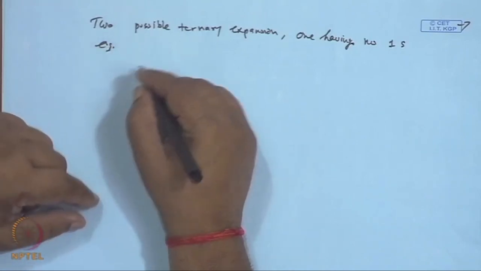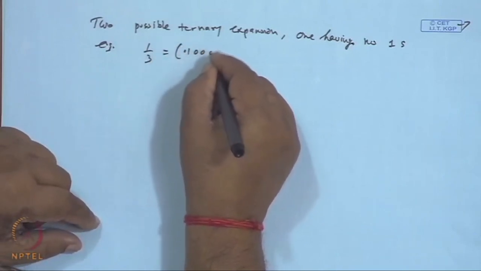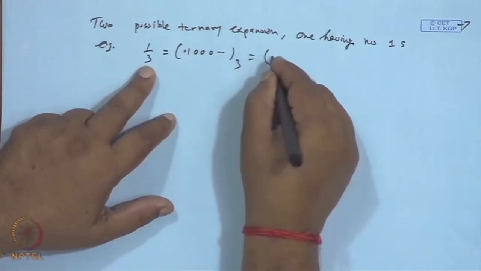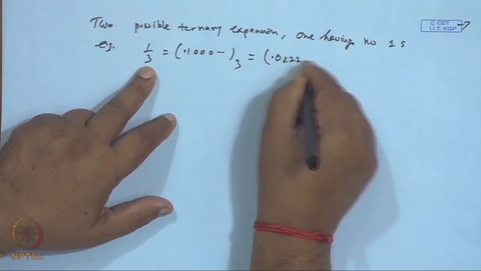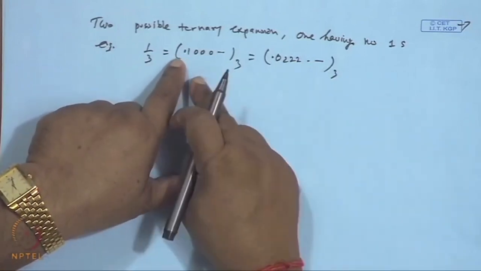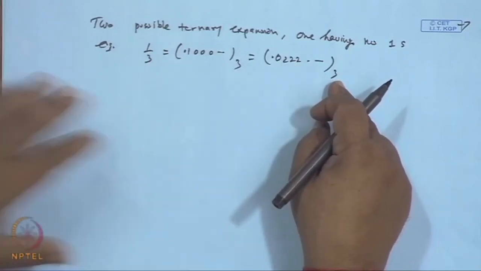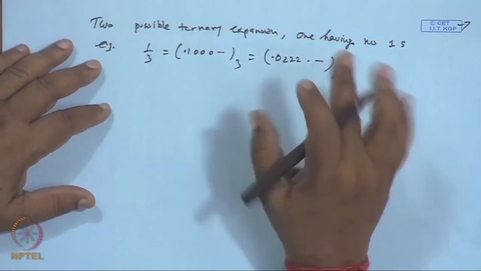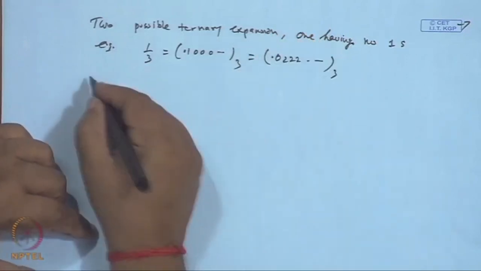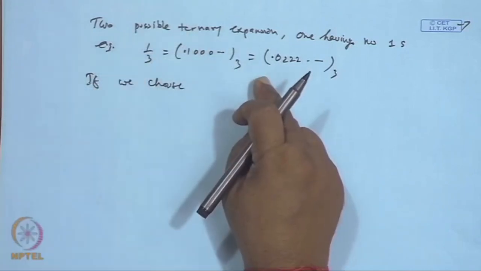For example, if I take 1/3, the ternary expansion of 1/3 will be 0.1000..., and we can also put the same one in the form 0.0222..., if you just approximate you will get 1/3. So one of these expansions will involve ones and the other may not have any ones. So at least one will have no a_n equal to 1. So what we want is that we choose that expansion. And these end points are in the Cantor set.